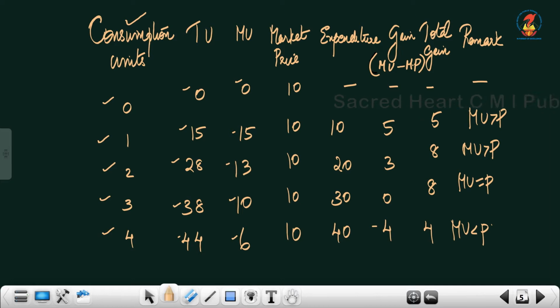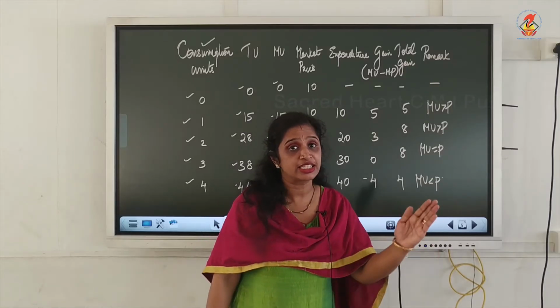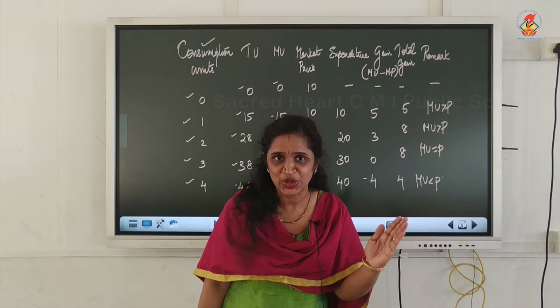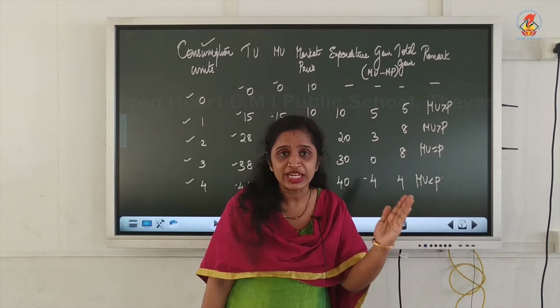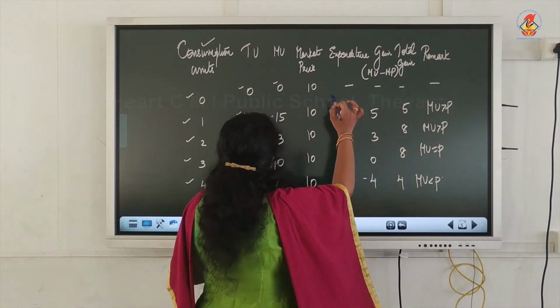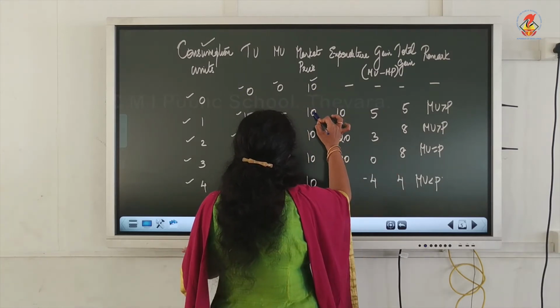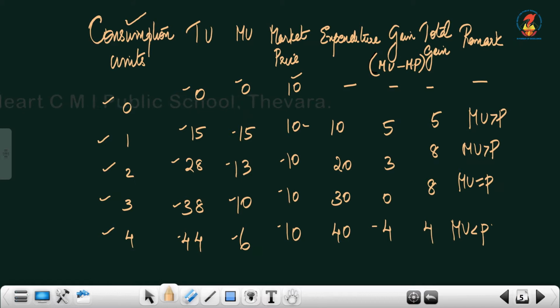You know how to find out marginal utility, right? Delta TU by delta Q. We have already learned about how to find out marginal utility. Then market price: 10, 10, 10, 10, 10. Expenditure. No commodity, so no expenditure. 0. That is why it is nil.